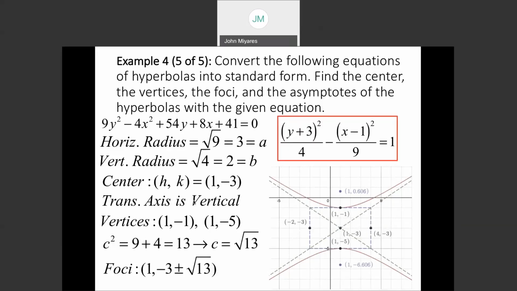Now, some of you might be asking, if they're not part of the graph, should we be calling them covertices? Well, we do need them to help us construct our box and to construct the asymptotes. Also, if the signs were reversed in this equation, the covertices of this up-down hyperbola would have been the vertices of a left-right hyperbola. So it doesn't hurt to label them as such. The foci here are going to be at 1, comma, -3 plus or minus the square root of 41.